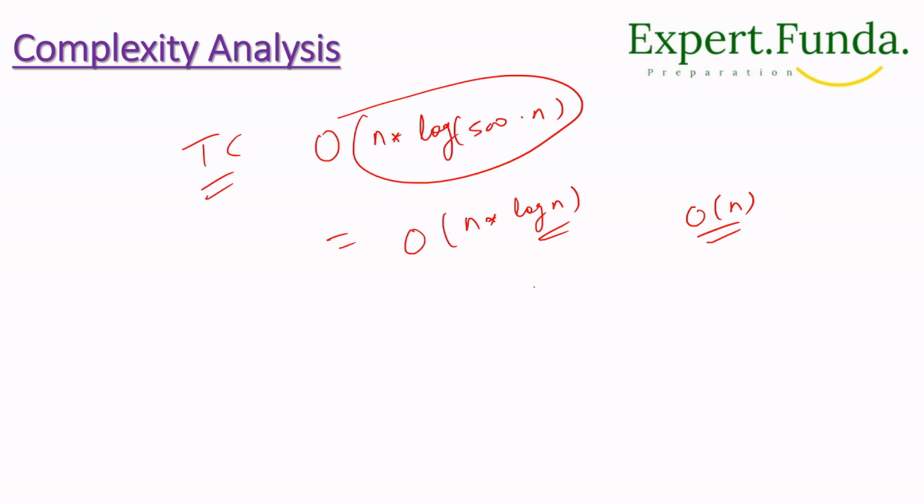If we talk about the space complexity, it will be O of 1, because we are not taking any extra space. So the space complexity is 1. The time complexity you can represent like this or this, and that's all for this video.